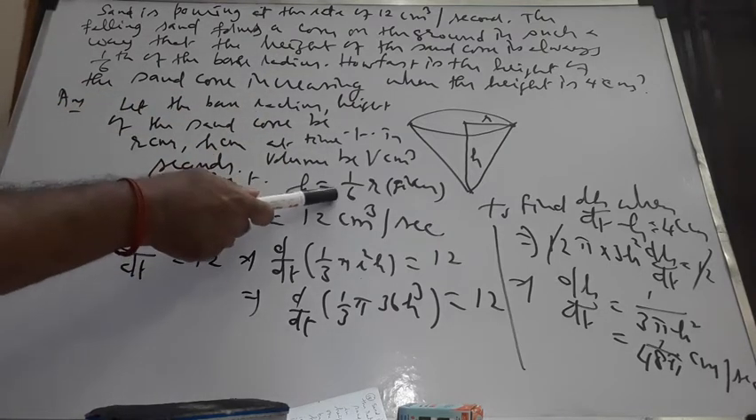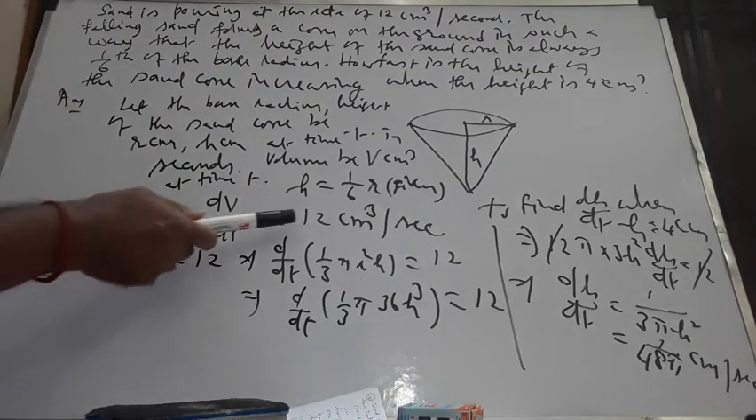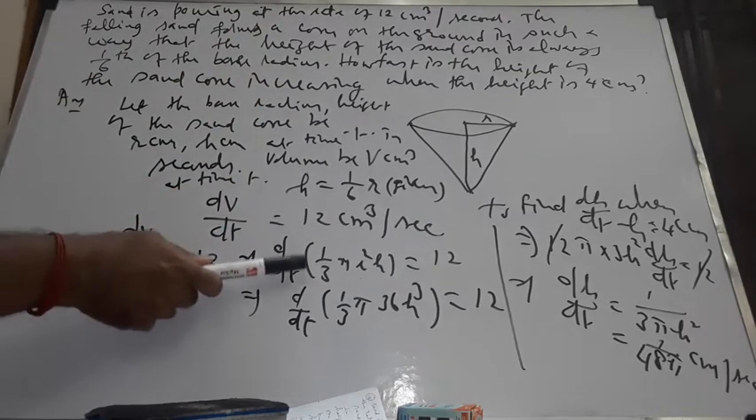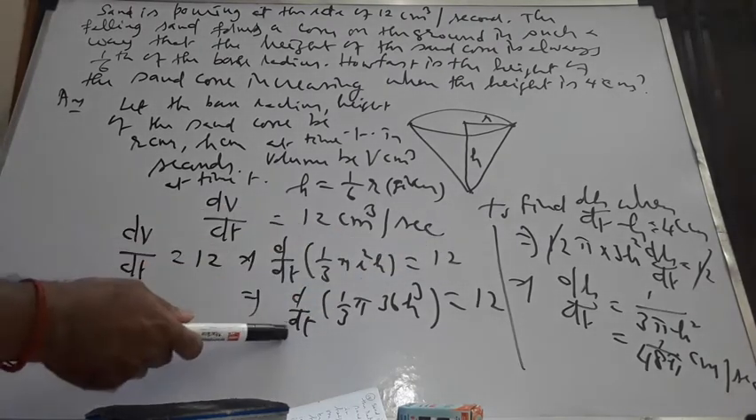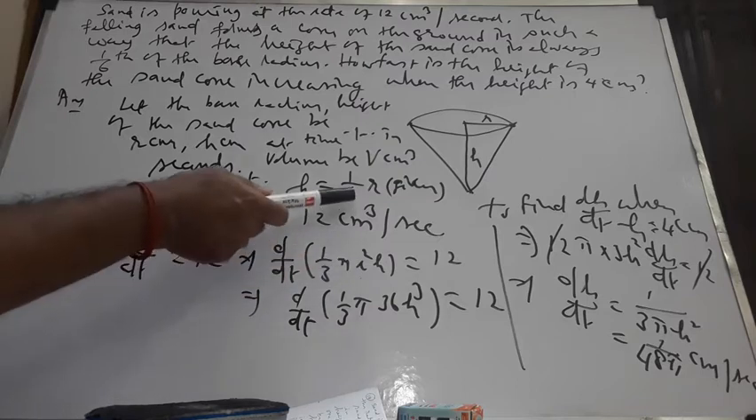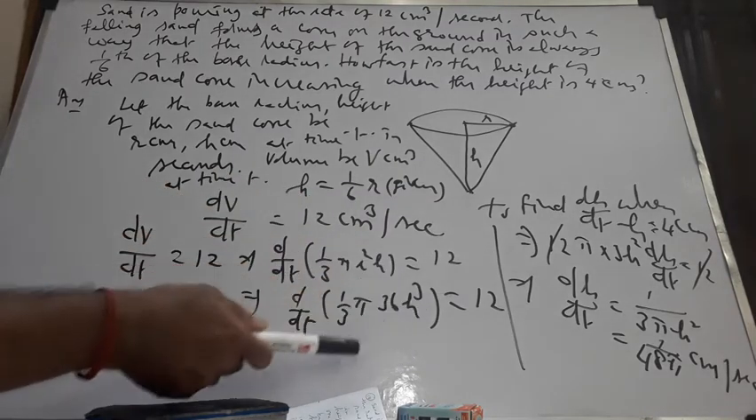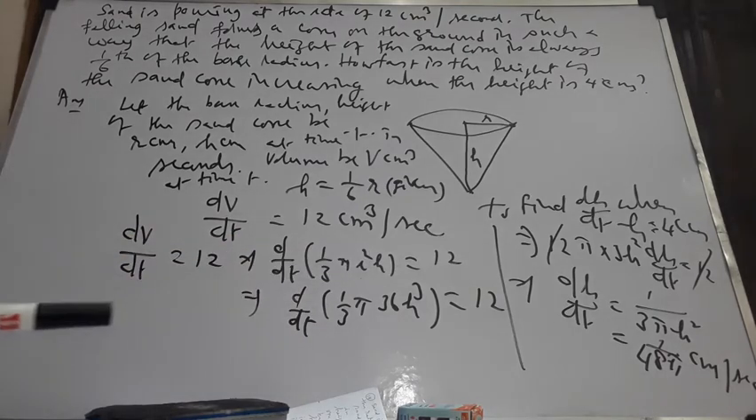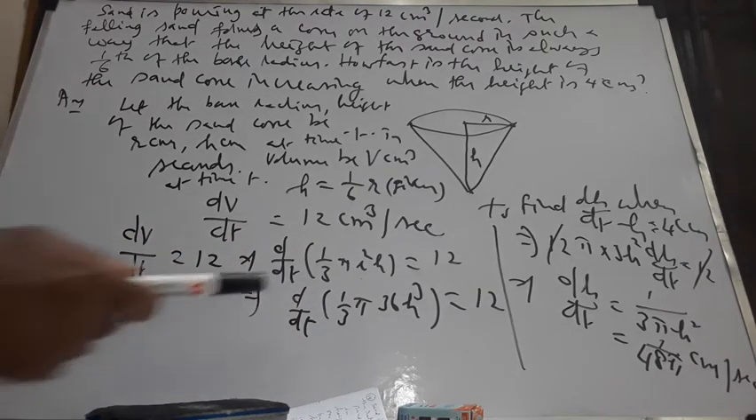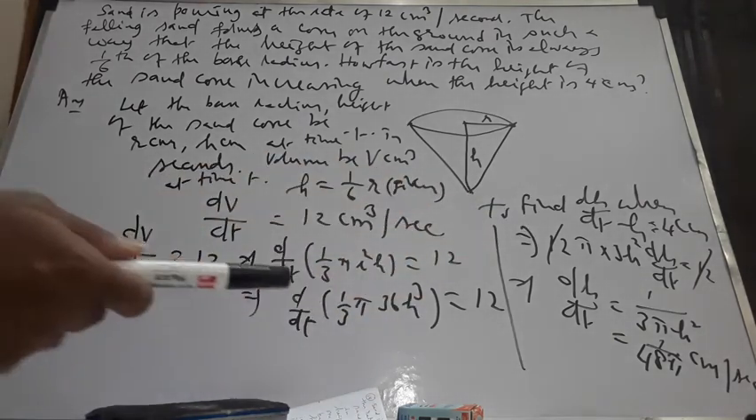Now h is equal to 1/6 r. That is the condition given. Now dv by dt is 12 given. Now dv by dt of 1 by 3 pi r square h is 12. Let me substitute r in terms of h, which is 6h. Therefore 36 h cube I'll get. Now differentiating, what do I get? I'll get 12 pi into 3h square dh by dt is 12.